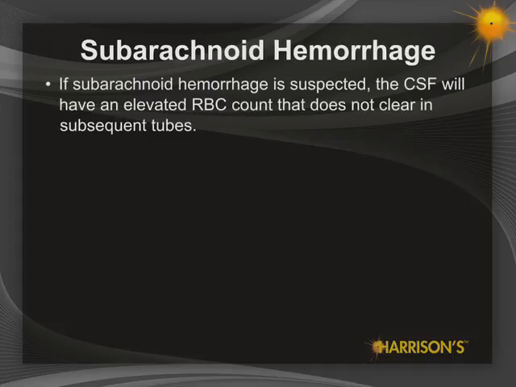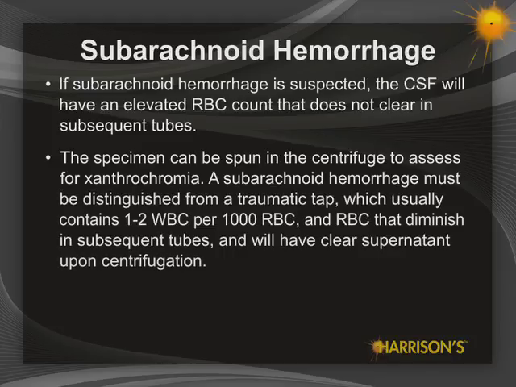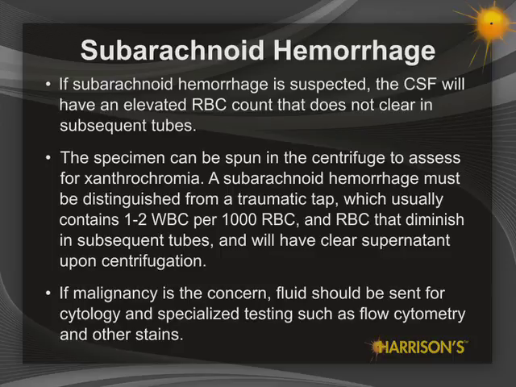A subarachnoid hemorrhage must be distinguished from a traumatic tap, which usually contains 1 to 2 white blood cells per 1,000 red blood cells, and red blood cells that diminish in subsequent tubes, and will have a clear supernatant upon centrifugation. If malignancy is the concern, fluid should be sent for cytology and specialized testing such as flow cytometry and other stains.